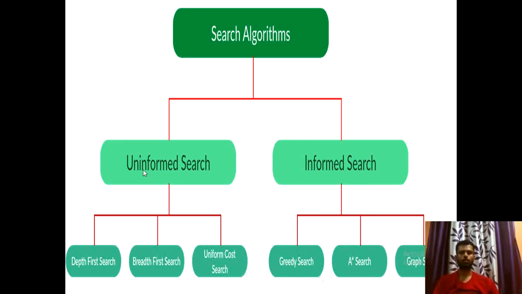So the types of uninformed search are depth first search, breadth first search, and uniform cost search. And informed search includes greedy search, A star search, and graph search.